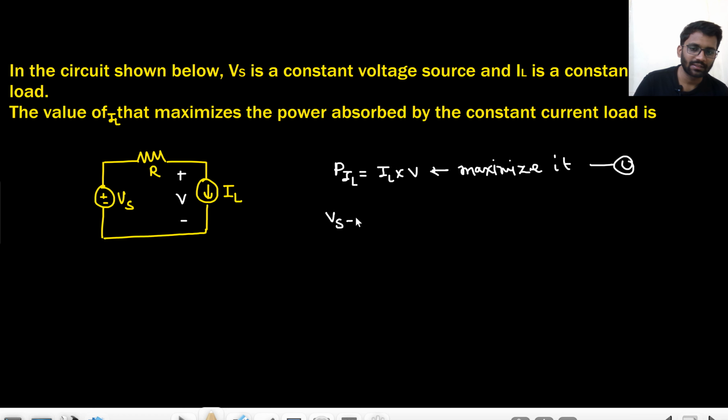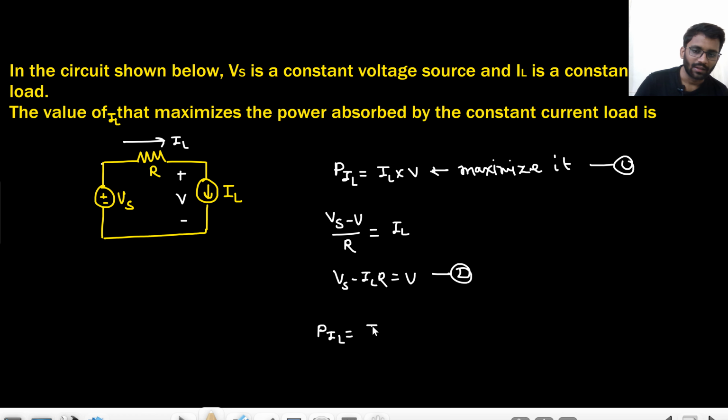So (Vs minus V) by R is equal to IL. Are you agreeing to it? What is the current here? That is IL. That means (Vs minus V) by R is equal to IL. So what will be the value of V? Vs minus IL R is equal to V. This is equation 2. Simply put it in equation 1. Power of IL would be IL into (Vs minus IL R). So it would be Vs IL minus IL square R.